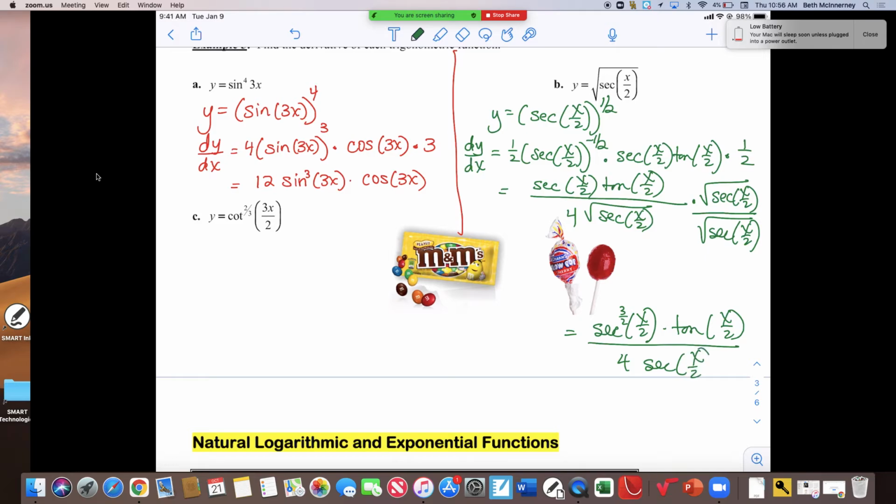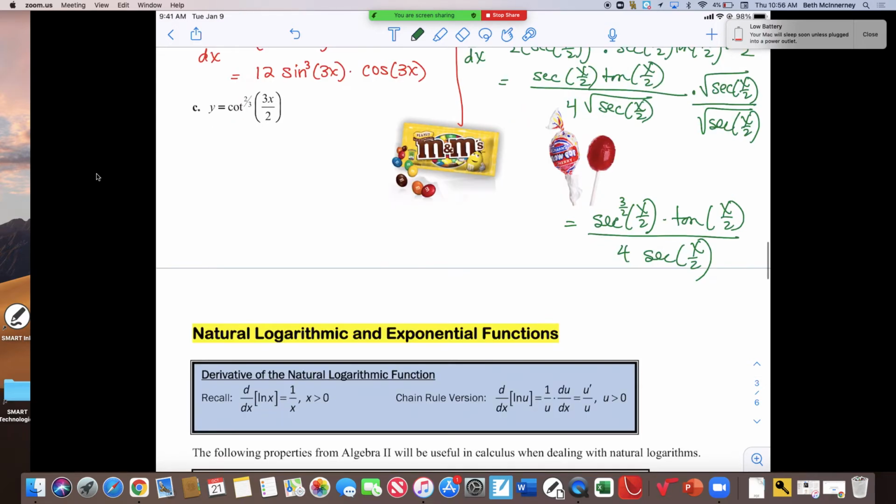You see where I got that from? This is secant to the first times secant to the 1/2. That would be 3/2 power. They probably would do that. Or they might have a square root of secant cubed x over 2.